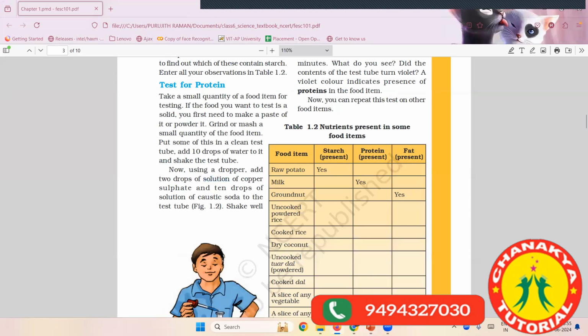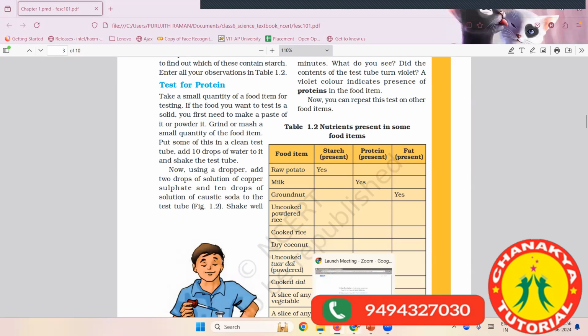You are going to take copper sulfate in the solution form. Copper sulfate is basically a salt. It looks like a salt, a blue color salt. But they are telling you to add the copper sulfate as a solution, not as a salt. So if you want to add it as a solution, what can you do? Copper sulfate is a salt actually.